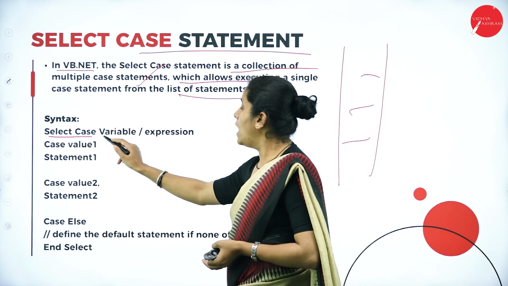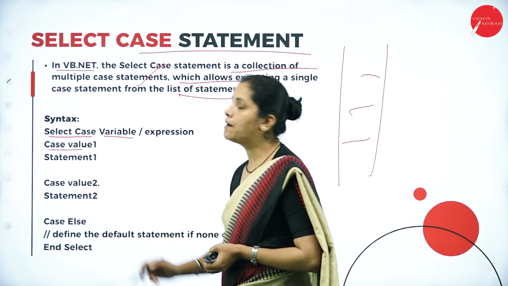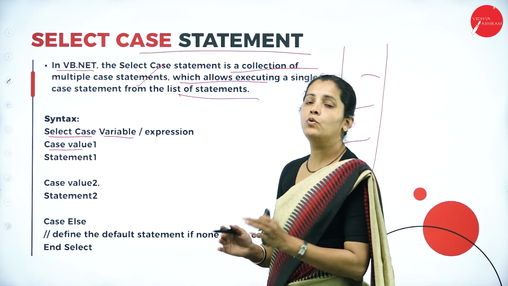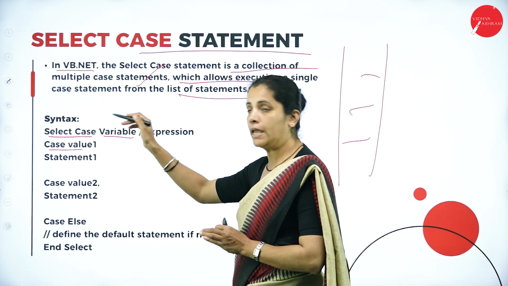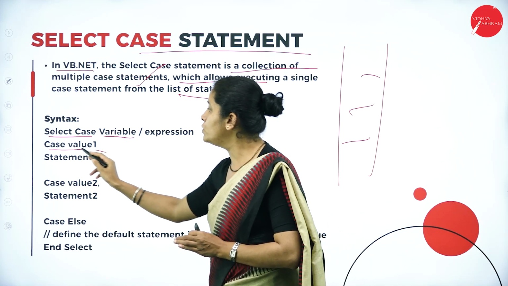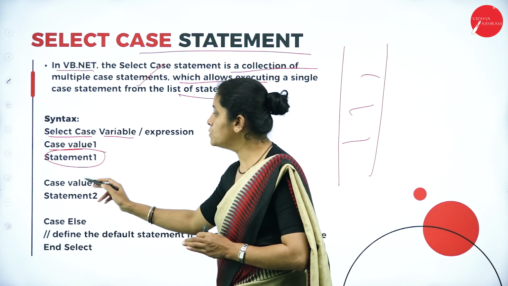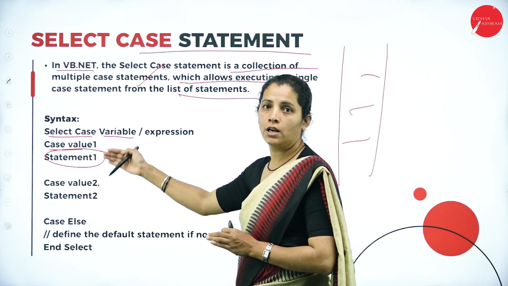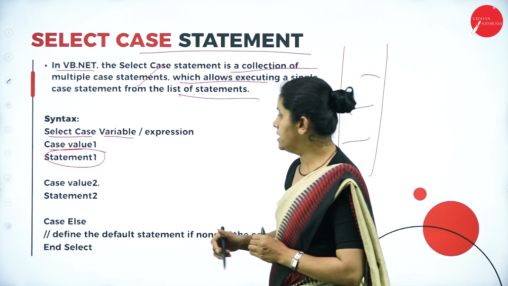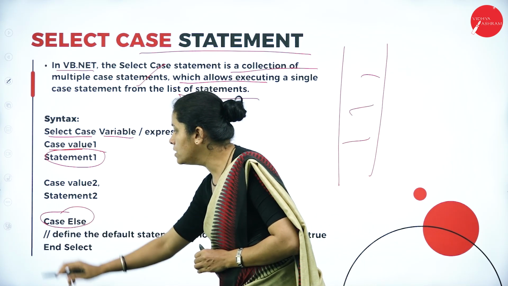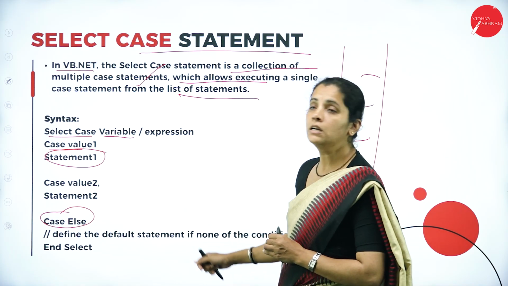So what is the syntax here? Select case, either a variable or an expression. Then I must have the keyword case, and I specify the value. If the case is selected, I execute this statement. And I can have case value 2, statement 2, and go up to case n. For the default case, I use case else. Case else is nothing but the default statement.